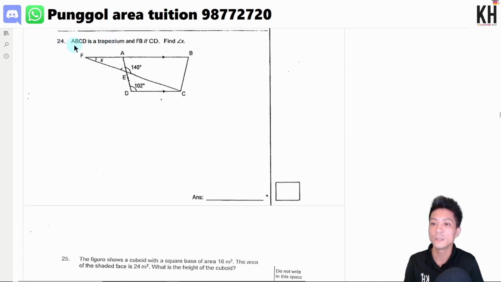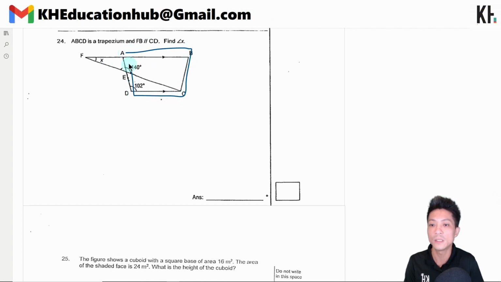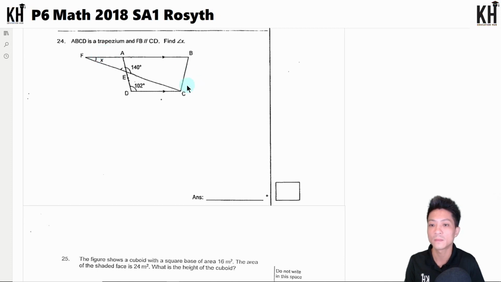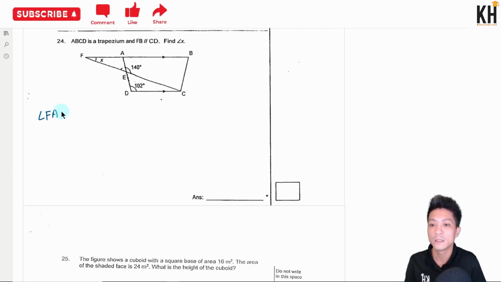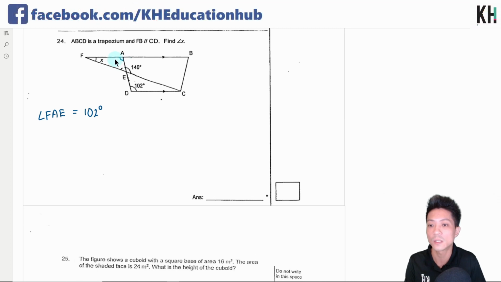Okay, question 24. ABCD is a trapezium, and FB is parallel to CD. Find angle X over here. Okay, so the first thing that I'm going to find is angle FAE, which is equal to 102 degrees because of alternate angles. So this is 102. Okay, the alternate angle here.